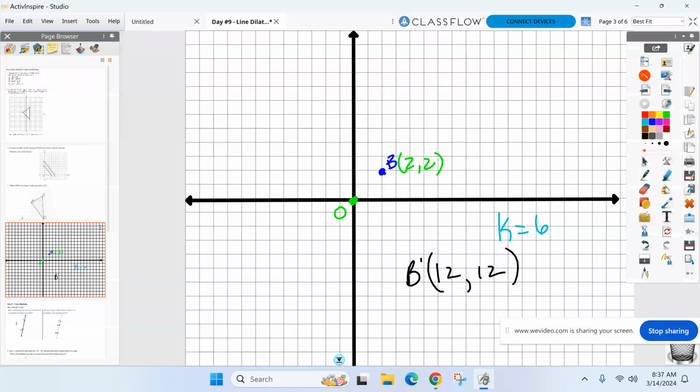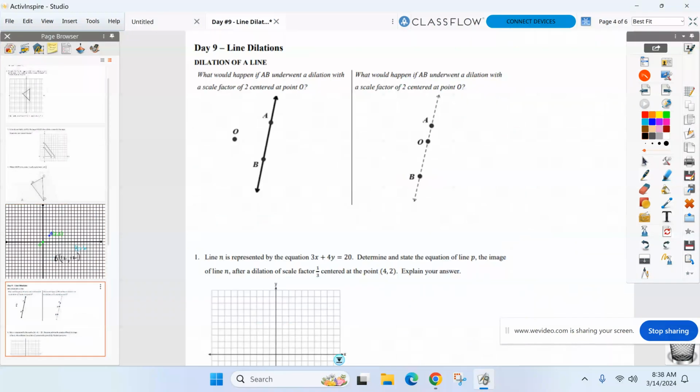All right, any questions before we move on to today's last topic? It sounds like you guys are pretty comfortable dilating points. Here's what I want to do today. Dilate a line. Okay, we're going to dilate a line.